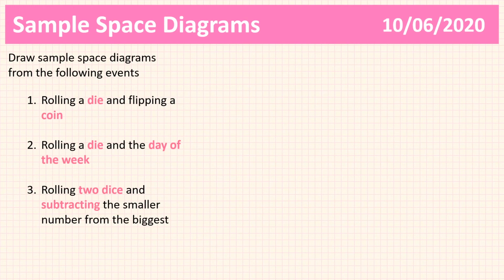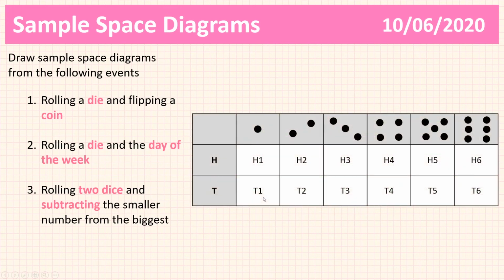So the first one is rolling a die and flipping a coin. So what's our table going to look like? Well, our table will look like this. Once I've done it and I've populated it, this is what our table will look like. And the reason it will look like this is because I need a heads and a tails for the coin, and I need 1, 2, 3, 4, 5, 6 for the dice.